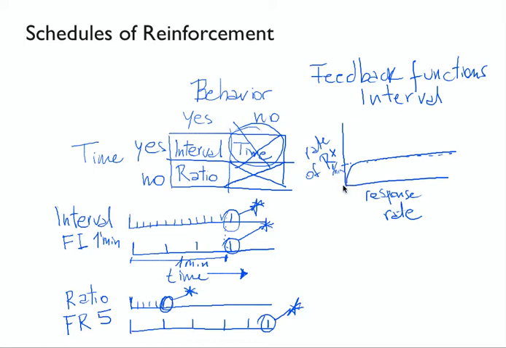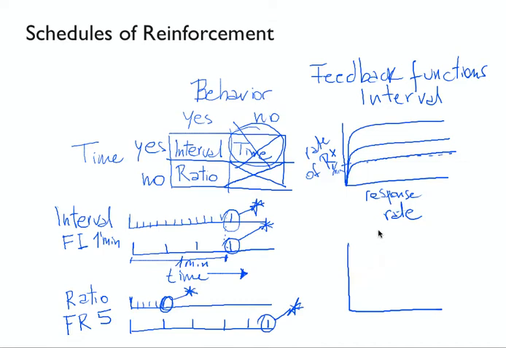So, as an experimenter, as a person arranging the schedule of reinforcement, you have almost full control, with the exception of this little curve here. You need to get the animal to respond a little bit, but for the most part, as the person who arranges the schedule of reinforcement, you have control over the rate of reinforcement. So different schedules of reinforcement here may look like this.